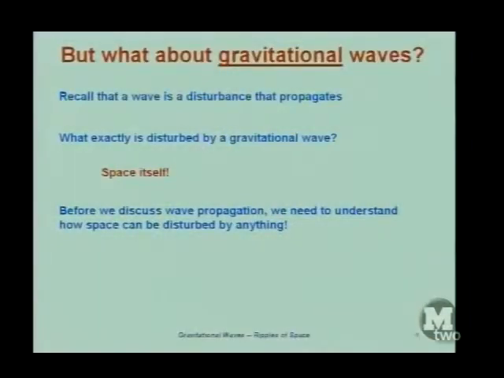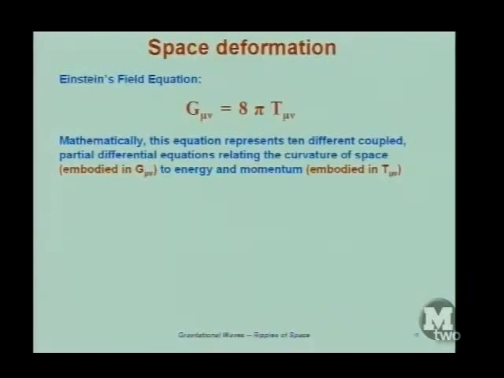Now, before we discuss how such a disturbance can propagate, we first need to understand how space can be disturbed by anything. We don't normally think of space as being disturbed. Things sit in space, but they don't disturb it. But in fact, they do disturb it. Einstein was the first person to realize this almost 100 years ago, and he wrote down what are known as the Einstein field equations. This single equation really represents 16 equations, 10 of which are independent of each other.